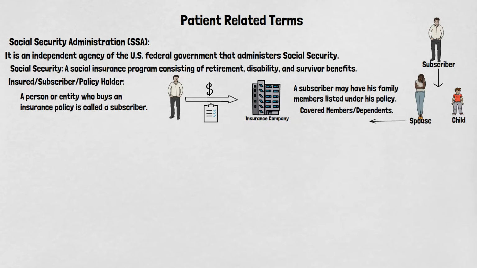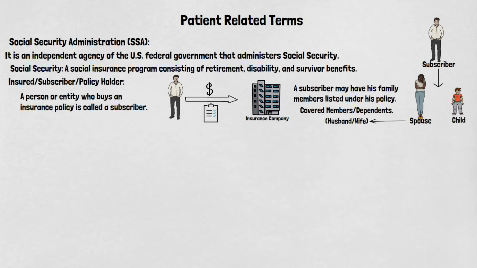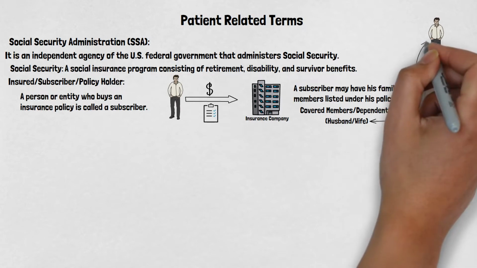The term spouse can be used to describe a person as a husband or wife. It can be used in either way.